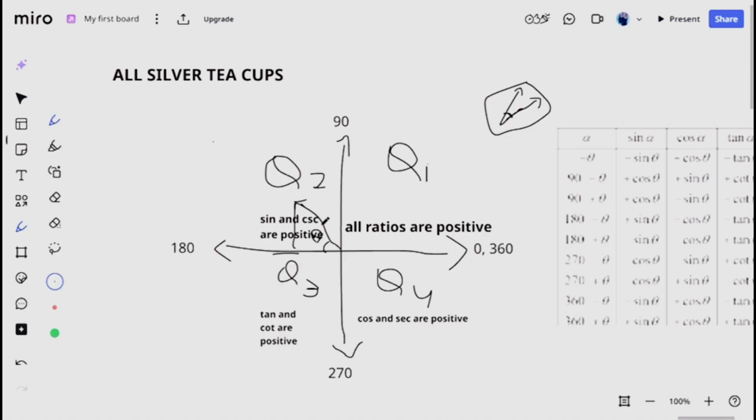This is the second quadrant. Third quadrant, tan and cot. Again, the same thing. You draw a vector for each thing. If you draw a vector for each of them, you will only then understand how the values will be like that.